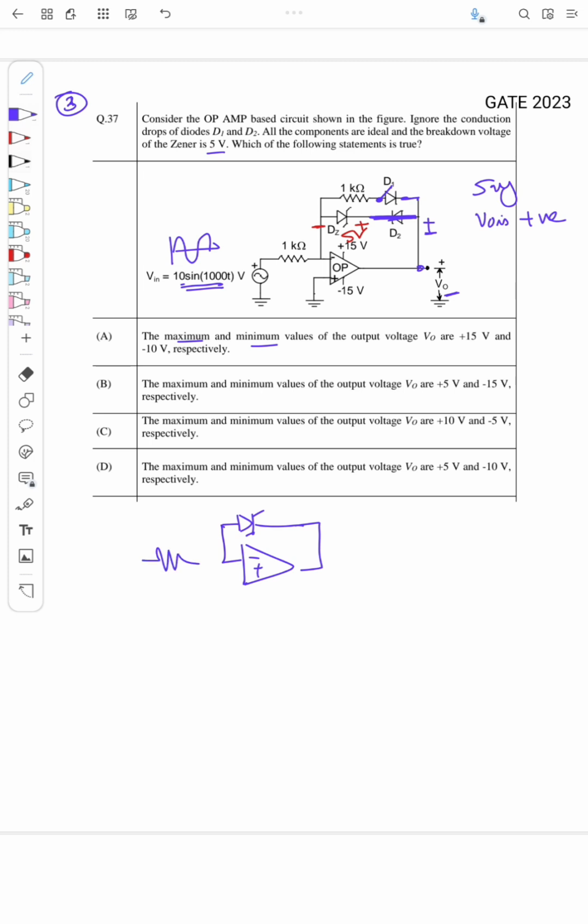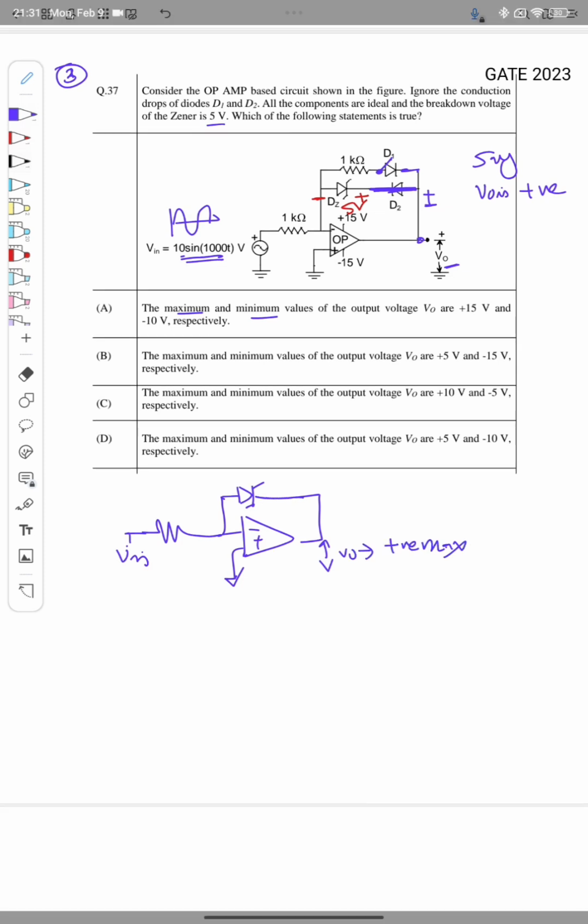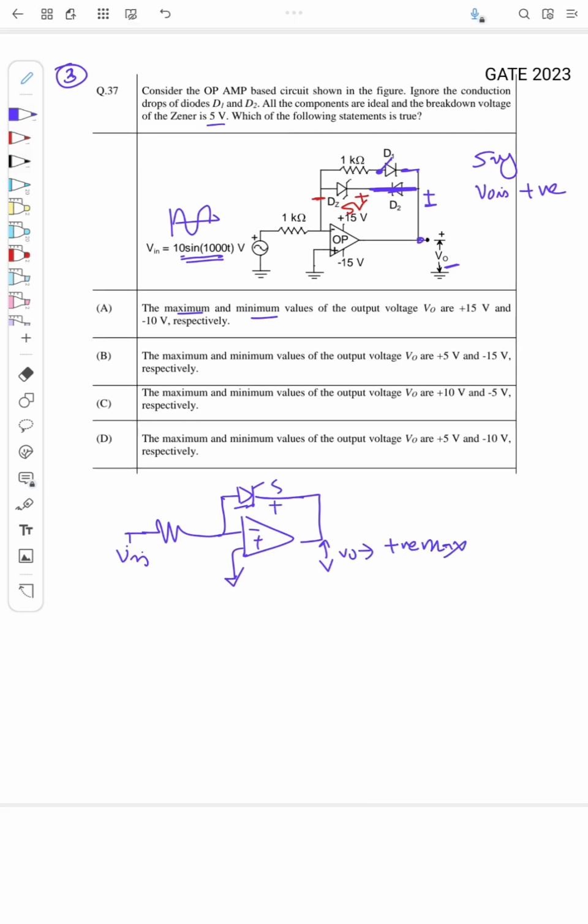There is some input voltage when Vout is positive max. Okay, so what is the voltage here? This is plus minus 5 volt, right? So Vout is actually the voltage across this Zener, because this is virtual ground, so the voltage across the Zener will be the output. So V0 will be equal to 5 volt, right?